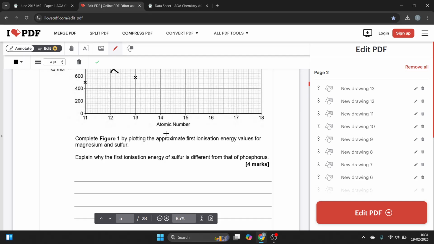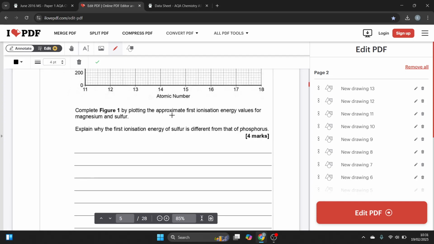Now, what you need to do for this is, if you don't know these examples, you know, nitrogen and oxygen, sulfur, phosphorus, beryllium and boron, all these examples, which you probably aren't going to remember all of them. Look at the electron configuration and you'll find out why the first ionization energy is lower, is higher, etc.